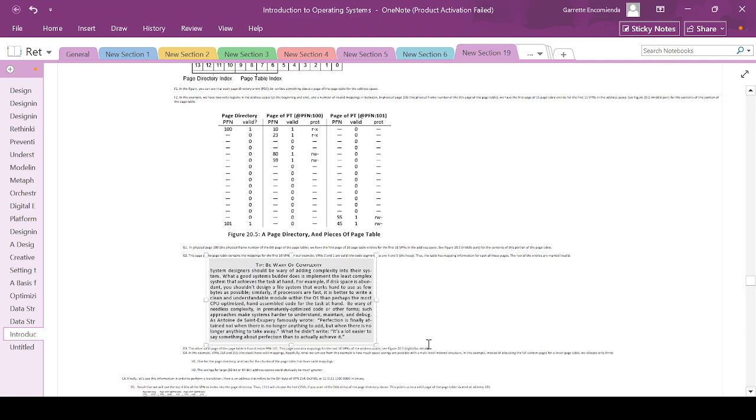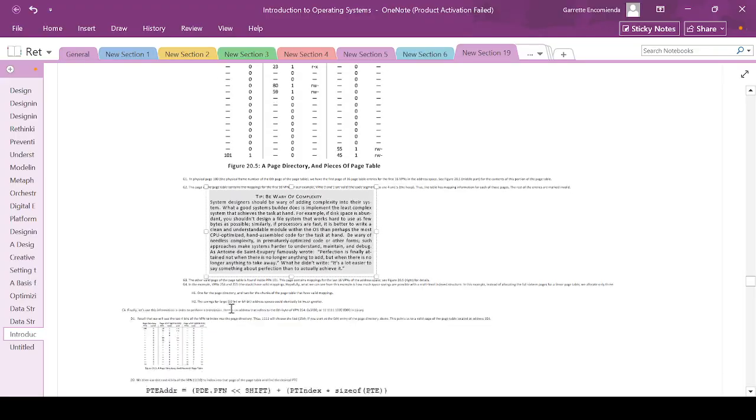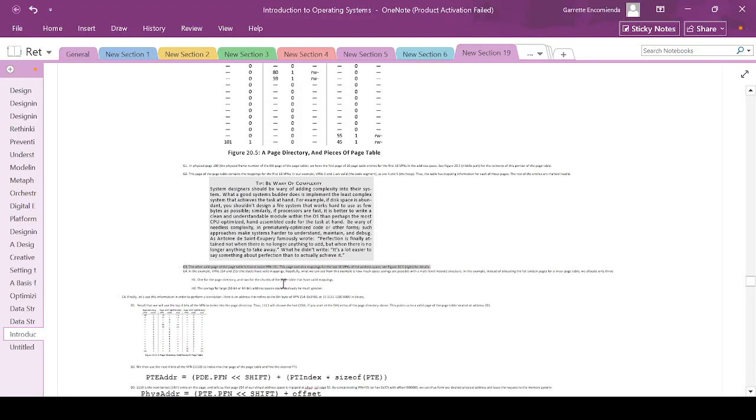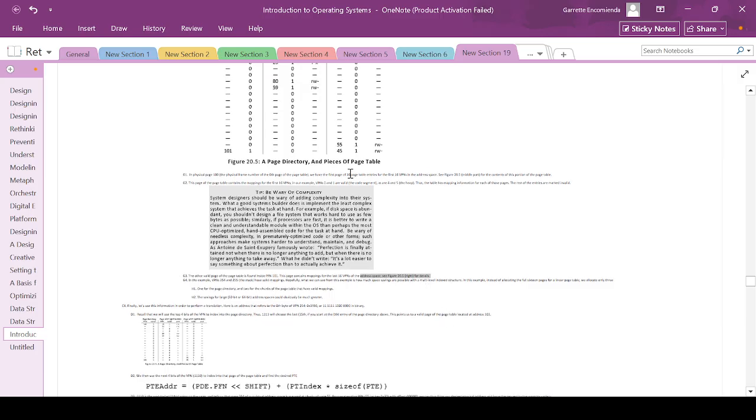The other valid page of the table is found inside PFN 101. This page contains mappings for the last 16 VPNs of the address space, see figure 2.5, right.